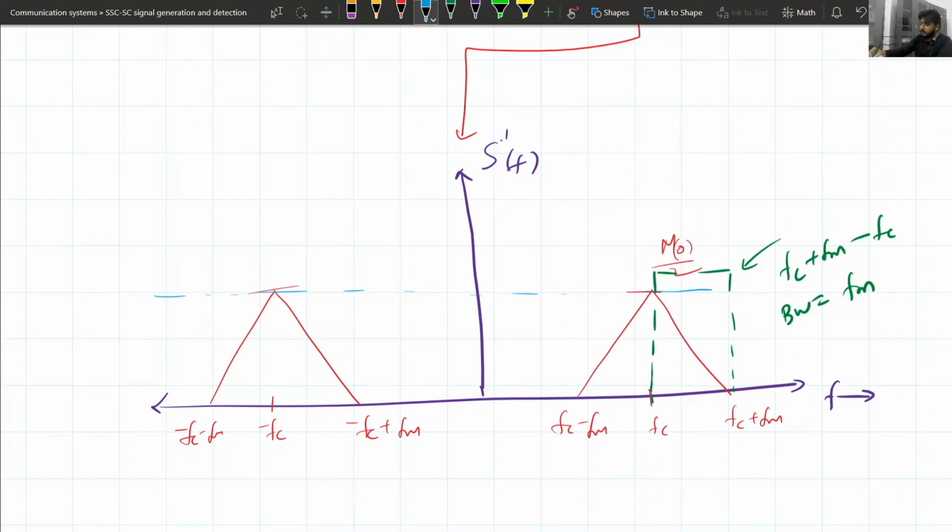Now this is for the upper sideband. Same if you want to do for the lower sideband, we will apply a band pass filter. Of course, its bandwidth will be Fm.